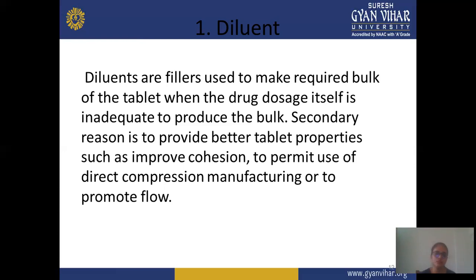And the secondary use of this diluent may be to provide better tablet properties, to improve a certain property. In this, it may improve the cohesion property. And for direct compression tablets, if you do not use a granulation technique and you require direct compression of your excipient with a drug, in this condition use diluent with your drug and compress your tablets. For easy compression, you can use this diluent. And for manufacturing and to promote flow, in this condition, if you have poor flow of your ingredient or excipient, to promote flow you can also use this diluent.